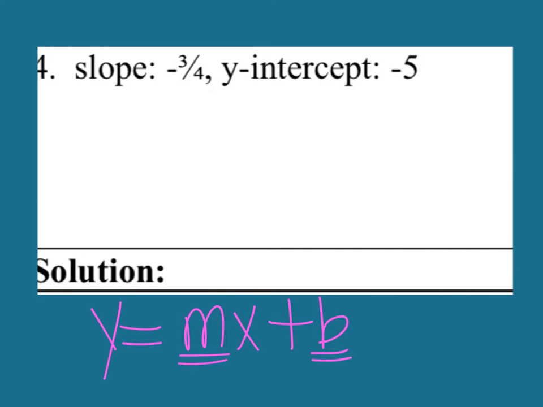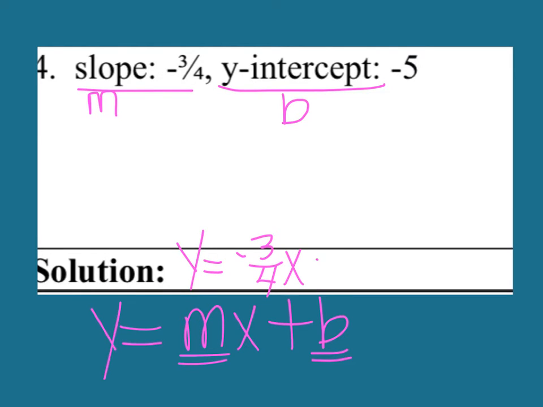All right, number 4 gives us the slope, remember, which is also m, and it gives us the y-intercept, which is also b. So let's plug those two terms in. So it gives me y is equal to negative 3/4 x minus 5.